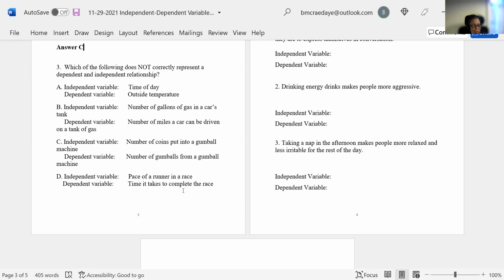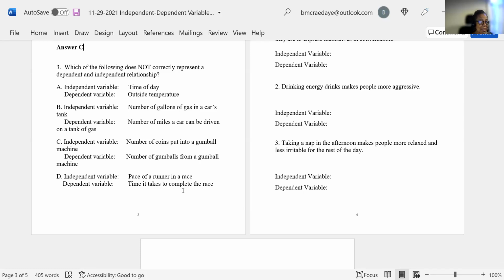So which one would you say does not represent a dependent and independent relationship? B? That's correct, B. Because the number of miles you can go in a car, what is it dependent upon? It depends. Yes, it's not the number of miles that can be driven on a tank of gas. It's the number of miles you can travel. That depends upon how much gas you put in the car, right?